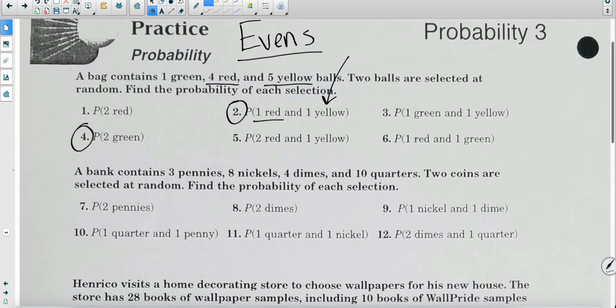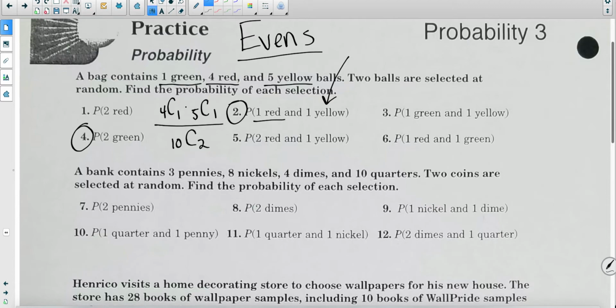So to get that 1 red, we have a group of 4, so it's going to be 4 choose 1 for that 1 red, and then we're going to multiply it by 5 choose 1 for the yellows. So we want 1 red here, and 1 yellow here, and then we're going to divide that by the total that we have completely. So we got 1 green, 4 red, and 5 yellow, so that's going to be 10. So we'll have 10, and we're choosing 2. Okay?